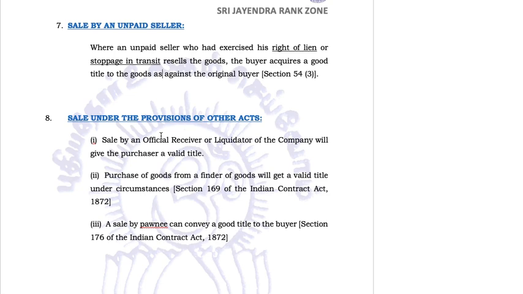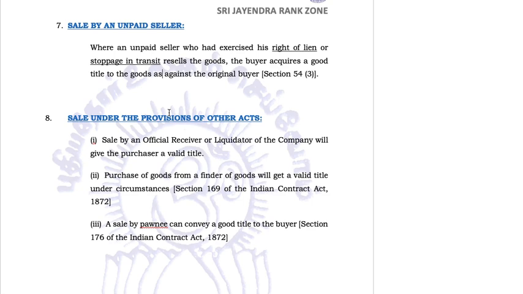Purchase of goods from a finder of goods will get a valid title under certain circumstances. Now someone has found some goods. Say someone found a diamond ring and he has made all the attempts to locate the true owner, but he cannot find the true owner. Then in that case, ultimately the property will go to the finder of goods because the one who has found them has a better title than anyone else. He has a better title than all people in the world other than the owner. So when the owner is not located, or the owner has died or is not available, then the finder can sell the goods, and when he sells them, the purchaser will get a good title.